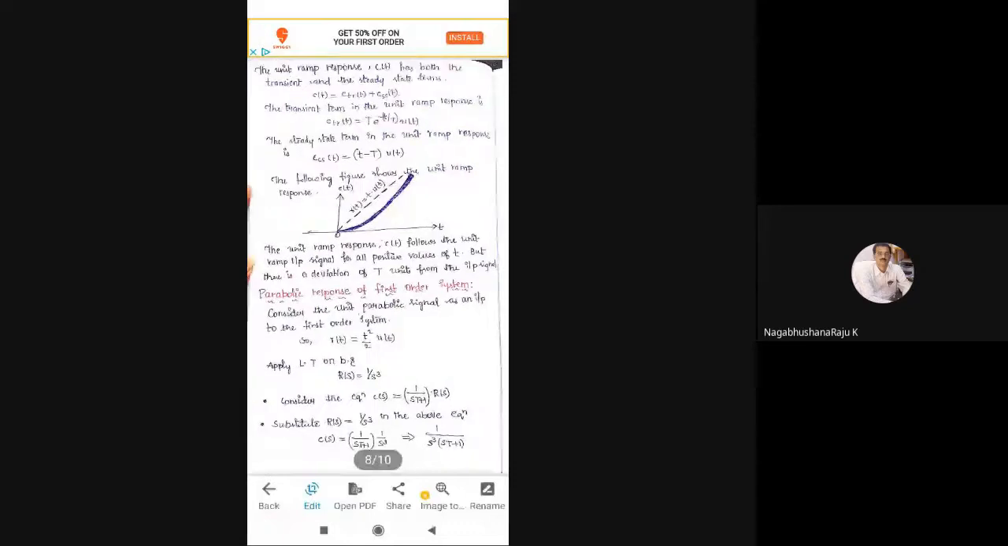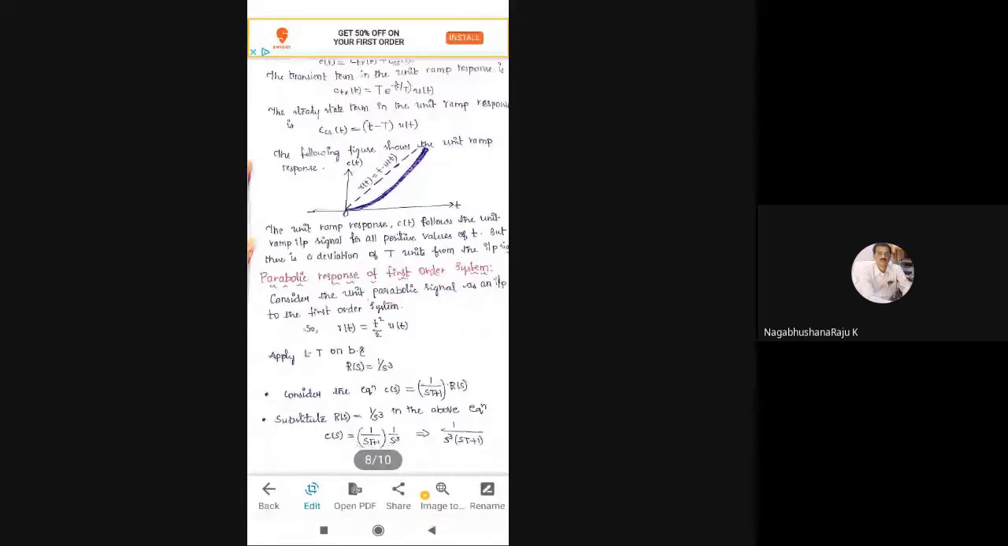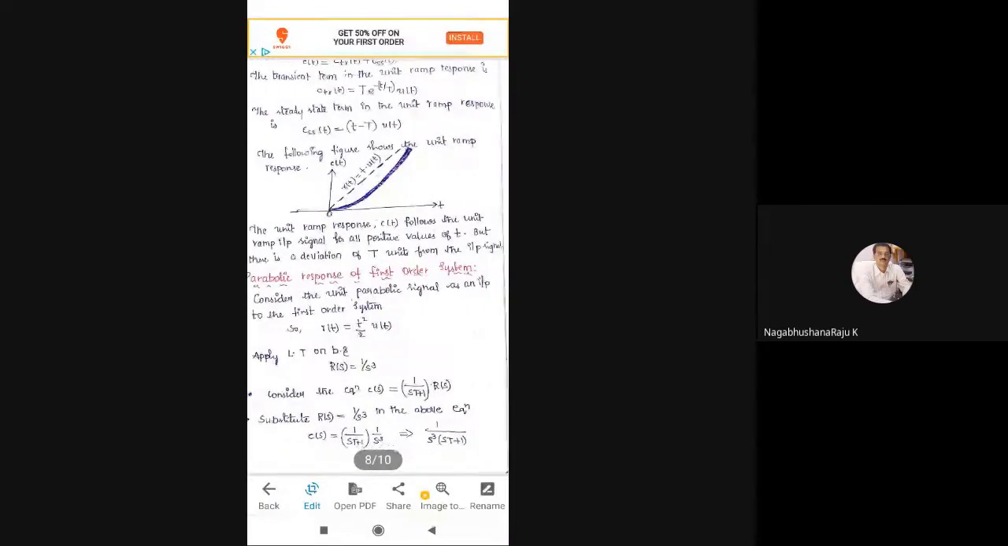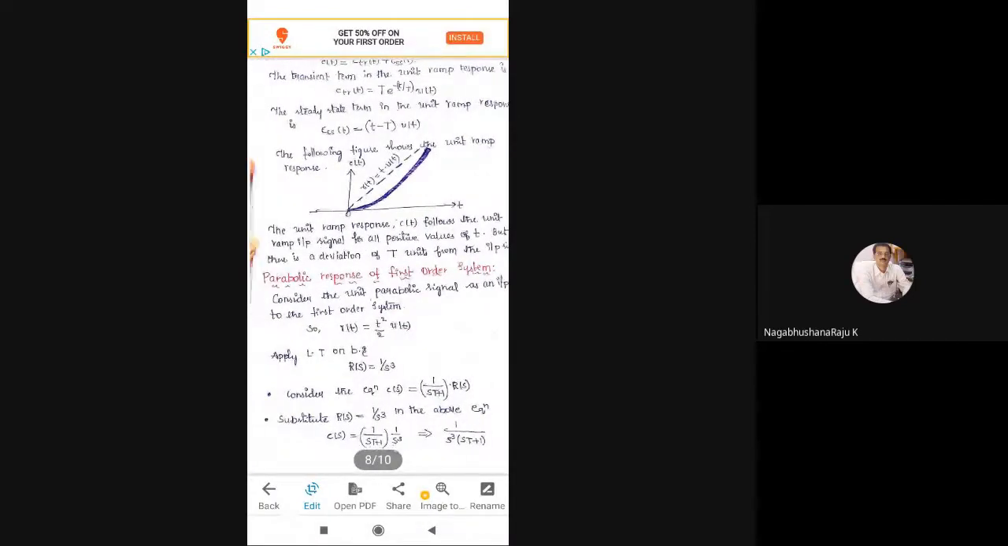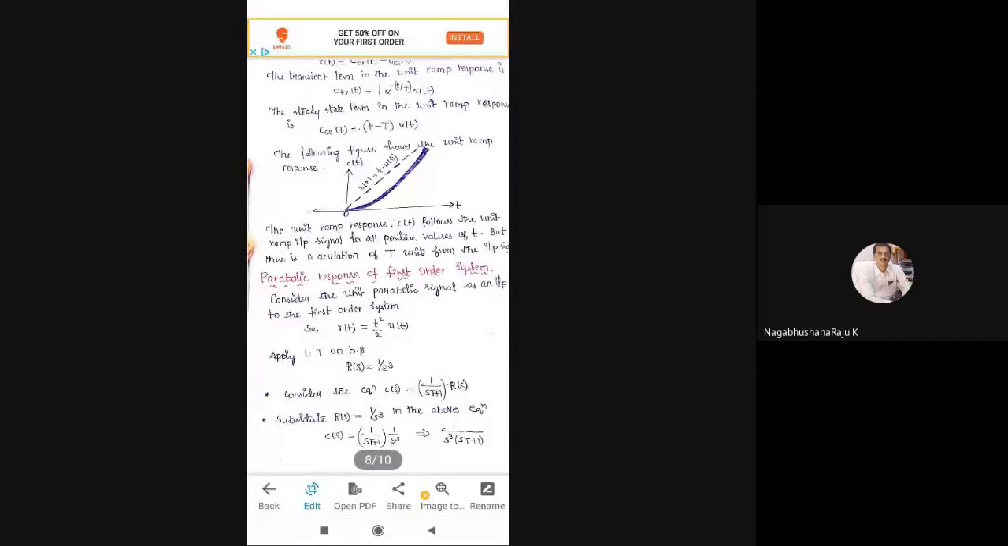Now we are going to discuss the parabolic response of a first order system. Consider the unit parabolic signal as an input to the first order system. So r(t) = t²/2 u(t). Apply Laplace transformation on both sides.